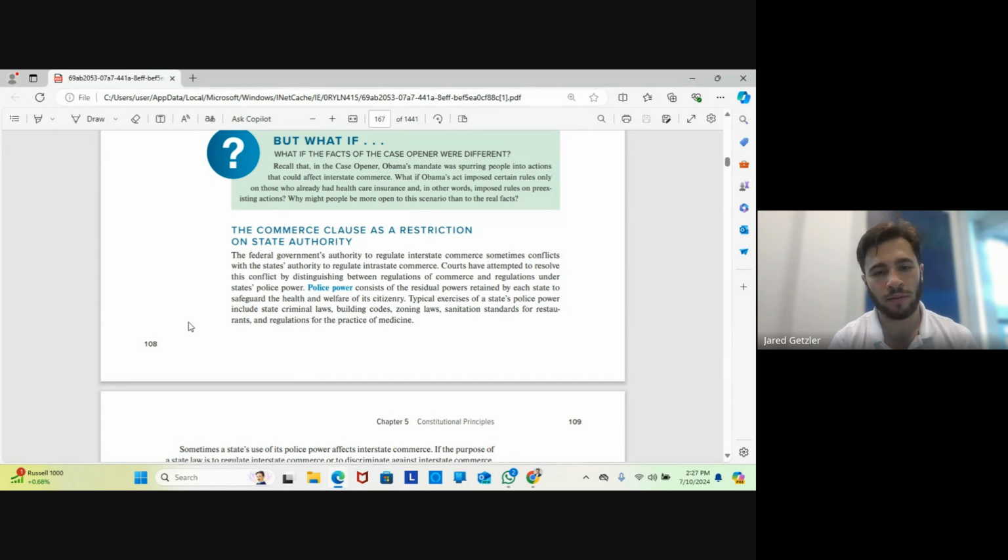In addition to that, we'll also have sanitation standards for restaurants. That way people don't get sick. So the state will have certain health codes that restaurants have to follow in order to make sure the citizenry does not get sick or ill. So that's what police power is. It allows each state to safeguard the health and welfare of its citizenry to the best of their ability.